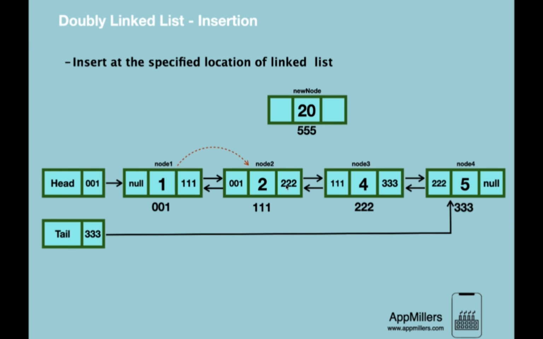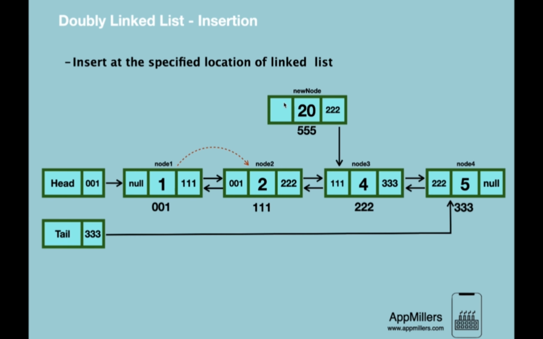So we see that in node 2, the next reference points to node 3. So we can take this value over here and update it to our new node's next reference. By updating this next reference to the physical location of node 3, we are creating a link between new node and node 3.